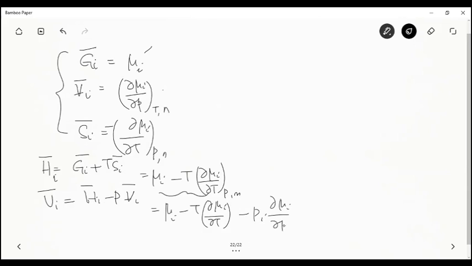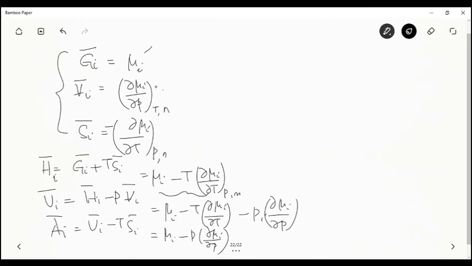And the last one which is remaining is Ai, which is Ui minus T Si, all partial molar. So that can be written from this Ui, which is this expression, minus T Si. Minus T Si will become plus T into this, so this term will get cancelled. So it will become simply mu I minus P into del mu I by del P.